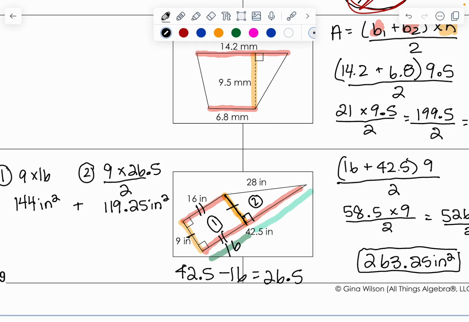So my last step is to add those two values together. So 119 25/100 plus 144 is equal to 263 25/100 inches squared.